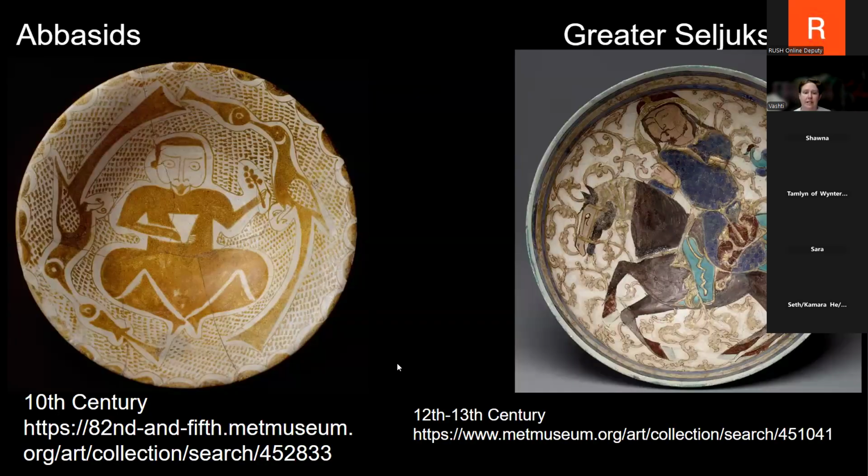And then this is after Islam has come to the area. We have a lot of figures on ceramics. The Abbasid Caliphate has a very stylized look. And then the Greater Seljuk state has what's called the Seljuk International style. Again, we don't have paintings that survive from Persia, but we do have lots of ceramics in this style. And you can see it's a pretty dramatic step away from that Hellenistic look that we had in the rock carvings.